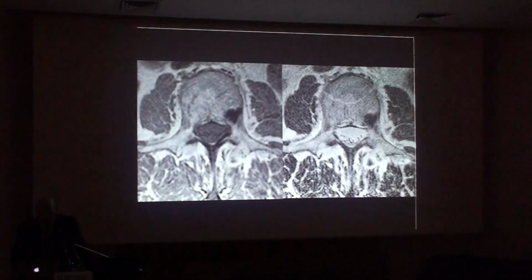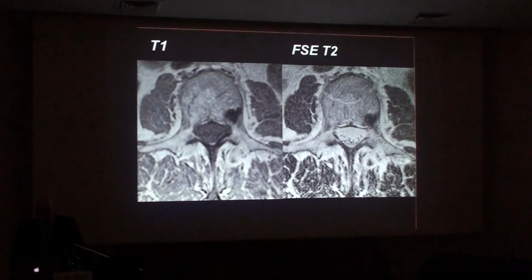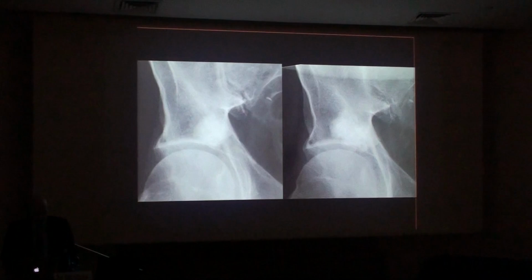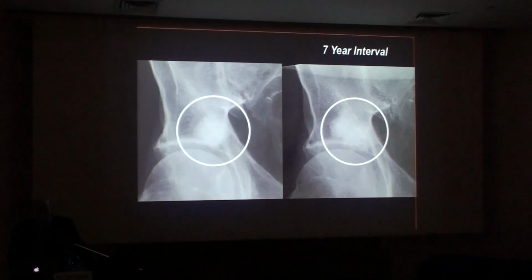And again here, showing just at its periphery that it may extend to the cortical surface, something that we do see in the spine not infrequently. This is a patient who had a history of prostate cancer and had this lesion biopsied in the supraacetabular area. It was biopsied when he presented initially. Here at 7-year follow-up, you can see the increase in size.